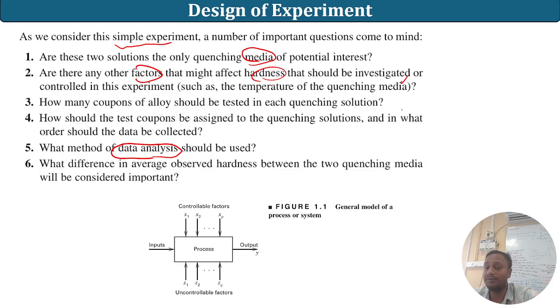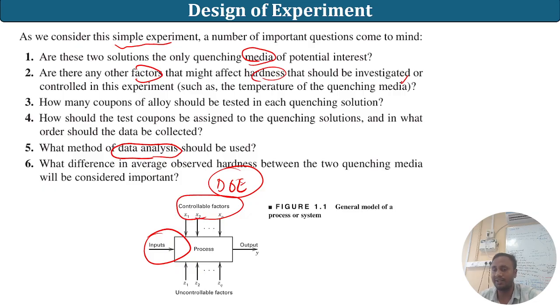Then we have to check what the difference is, or whether we are able to make any inference or not. So if you talk about design of experiments, DOE, the first one will be the input. Let's say we have taken it, then we check with the controllable factors that we can control, that we can vary.